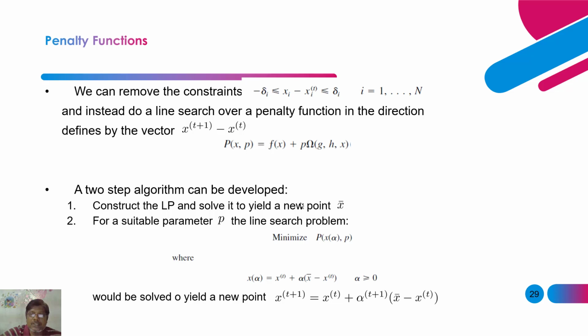The two steps can be developed: construct the LP and solve it. So what we can do, if it is nonlinear, is go with a penalty function procedure, a heuristic approach. So minimize, and then go with the line search procedures. So that's about the general case, the general nonlinear conditions.